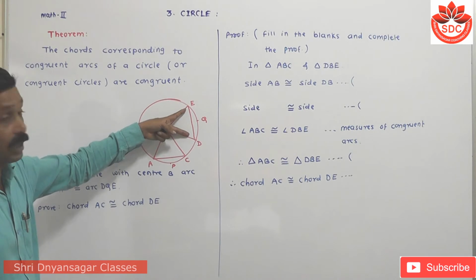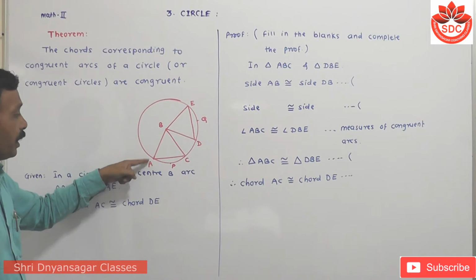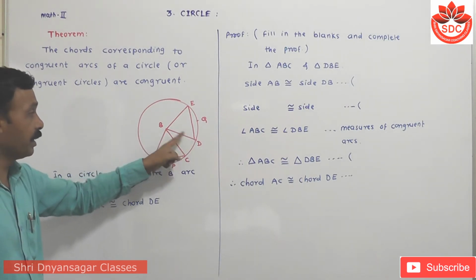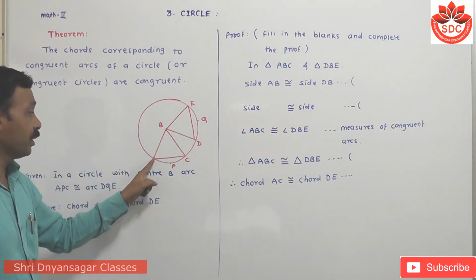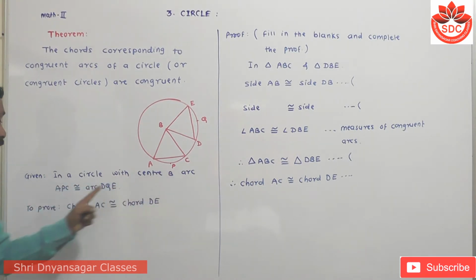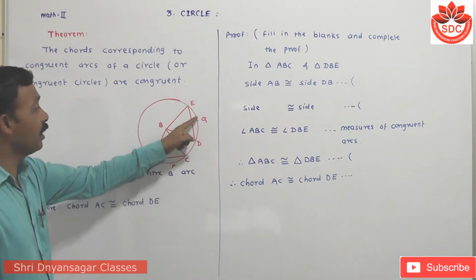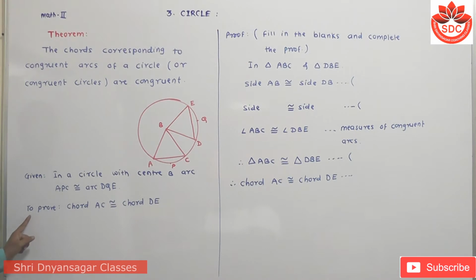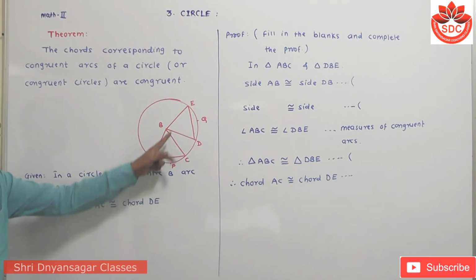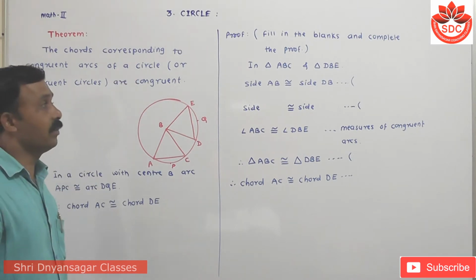Chord AC is congruent with chord DE. We have to prove this. For this, join segments BA, BC, BD, and BE. Already this is given in the figure, so that in a circle with center B, arc ABC is congruent with arc DQE. Then to prove its chord AC is congruent with chord DE. For this, the proof is fill in the blanks and complete the proofs.